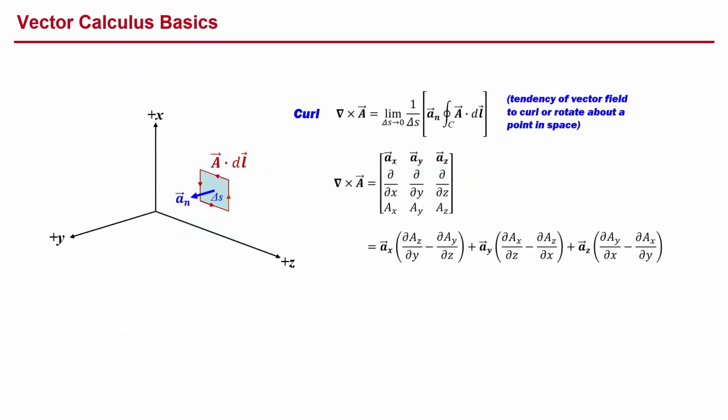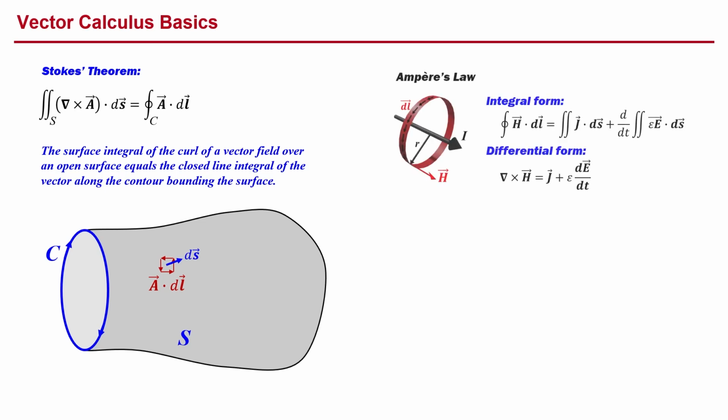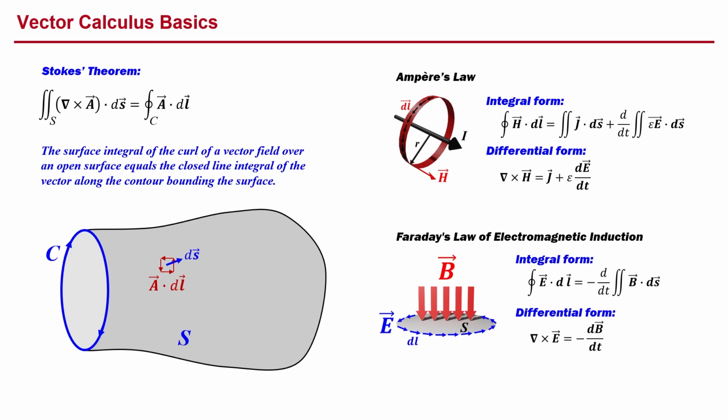The curl of a vector field, shown as del cross A, is defined as the tendency of a vector field to curl or rotate about a point in space. Stokes' theorem states that the surface integral of the curl of a vector field over an open surface equals the closed line integral of the vector along the contour bounding the surface. Stokes' theorem provides the relationship between the integral and differential forms of Ampere's law and Faraday's law.